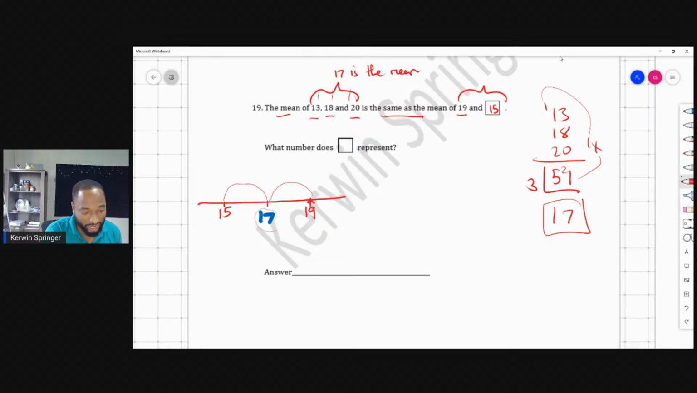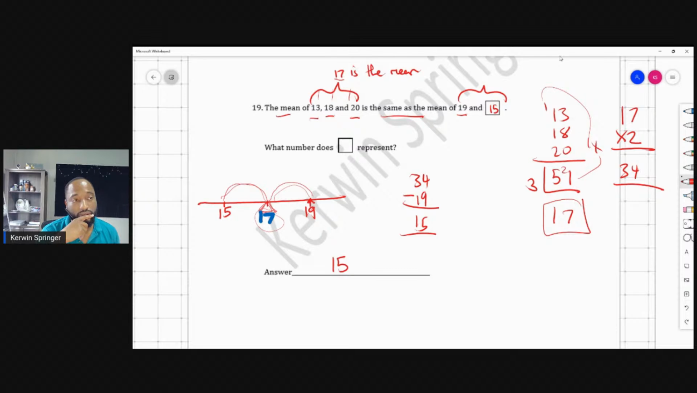You could use the mean like the fulcrum, the pivot on a seesaw. So you're balancing the two numbers the same distance apart. That's a really short way to see it. Or since we know that the mean is 17, we can say 17 times 2 must be the total when you add up these two numbers. 17 times 2 is 34. So 34 minus 19 gives us the 15 that we are looking for, which is the other number.